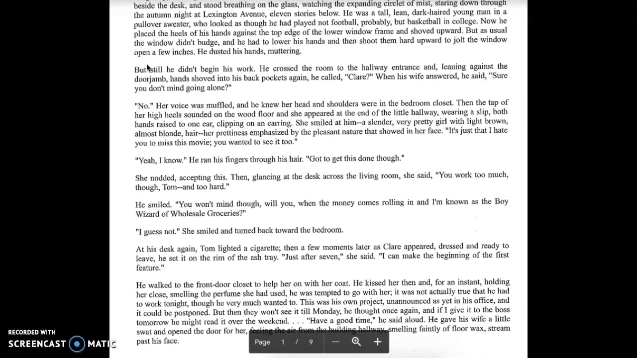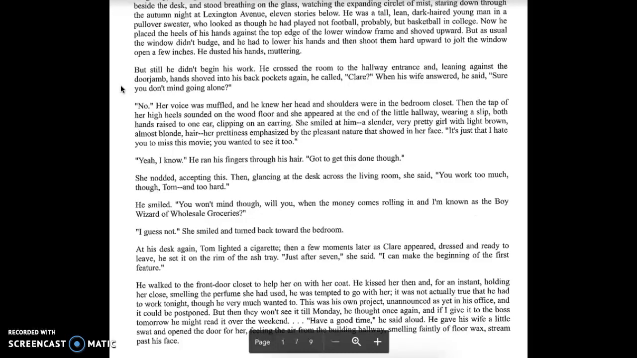He crossed the room to the hallway entrance, and leaning against the door jamb, hands shoved into his back pockets again, he called, "Claire?" When his wife answered, he said, "Sure you don't mind going alone?" "No," her voice was muffled, and he knew her head and shoulders were in the bedroom closet. Then the tap of her high heels sounded on the wood floor, and she appeared at the end of the little hallway, wearing a slip, both hands raised to one ear, clipping on an earring. She smiled at him, a slender, very pretty girl with light brown, almost blonde hair, her prettiness emphasized by the pleasant nature that showed up in her face.